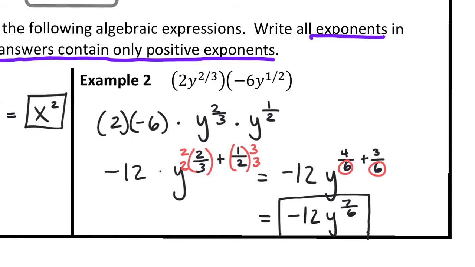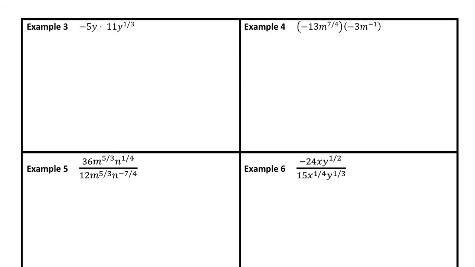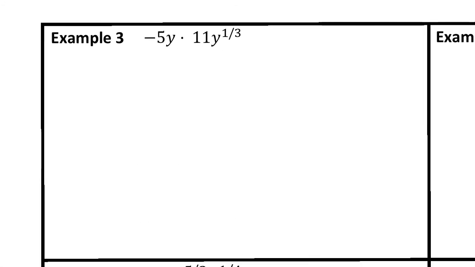Awesome. So let's go to example 3. Zoom in over here. All right, so multiply the numbers together. We multiply negative 5 times 11, then multiply the y's. So I have y to the power of 1 times y to the power of 1/3.